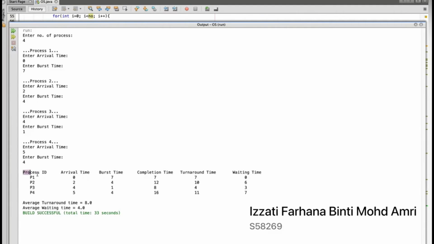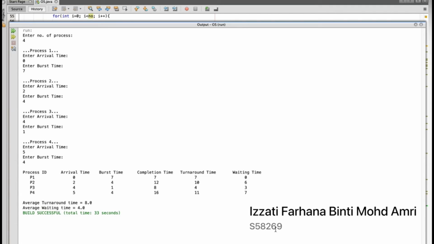So this is our output for this whole process. How do we find turnaround time? Turnaround time, we can find by subtracting arrival time from completion time. For example, for process 1, 7 minus 0, turnaround time will be 7. For process 2, 12 minus 2, turnaround time will be 10. For process 3, 8 minus 4, the turnaround time will be 4. And lastly, for process 4, 16 minus 5, the turnaround time will be 11.